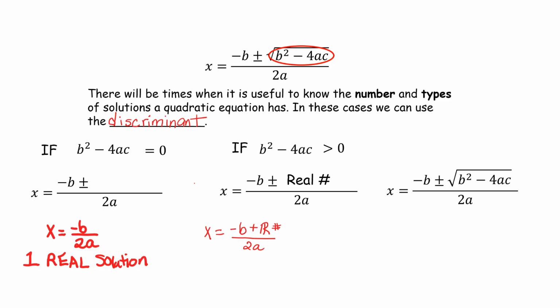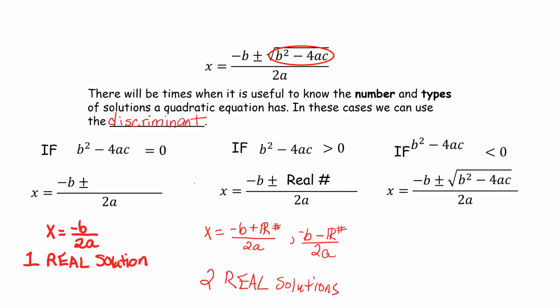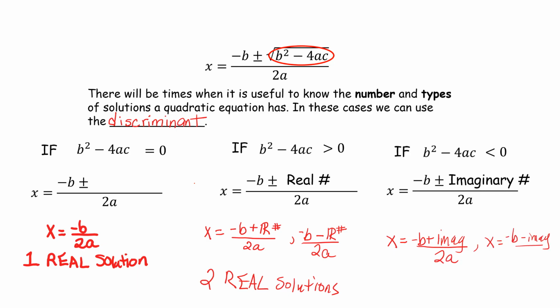So if b squared minus 4ac is positive, you know that you have two real solutions: negative b plus some real number over 2a and negative b minus some real number over 2a. So two real solutions if the discriminant is positive. If the discriminant is negative, which is what just happened in the problem we just did, we know we're going to have two complex solutions because we're going to have negative b plus some imaginary number over 2a and negative b minus that imaginary number over 2a. So two complex solutions.